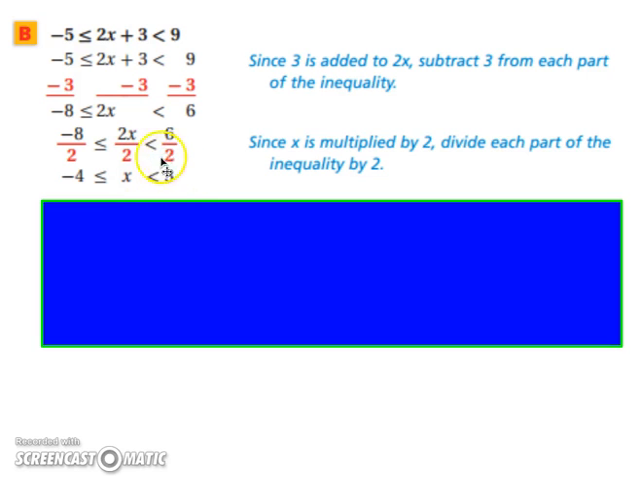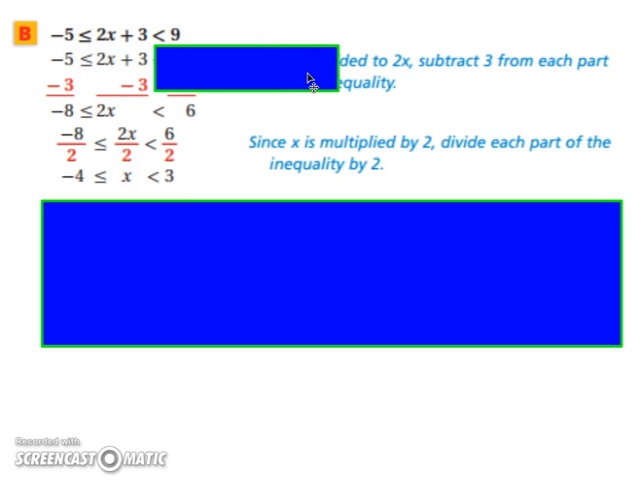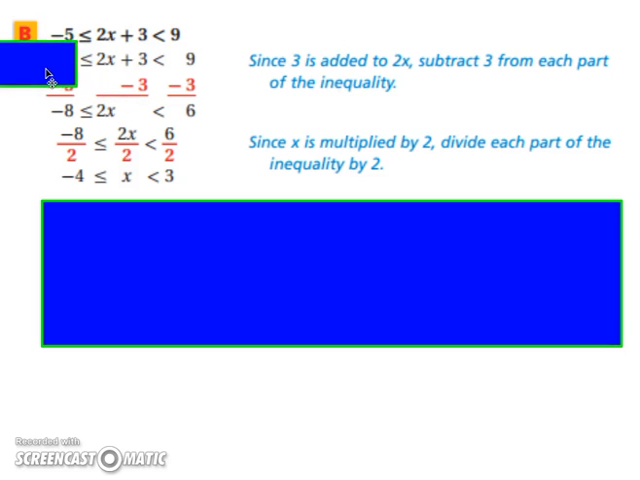So you can do them either way. You can write it as an and statement and then do it as though you have an inequality that says negative 5 is less than or equal to 2x plus 3, and then do another one that says 2x plus 3 is less than 9. Or you can do it all together. Either way, you will get the right answer in the end.